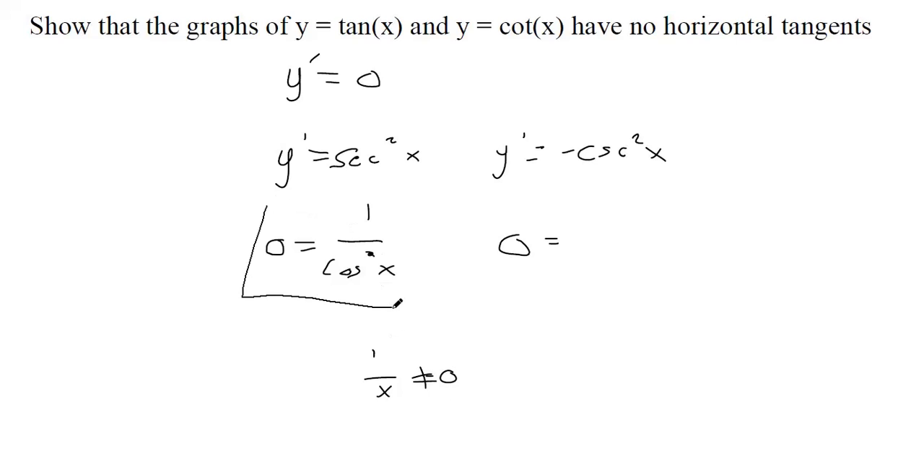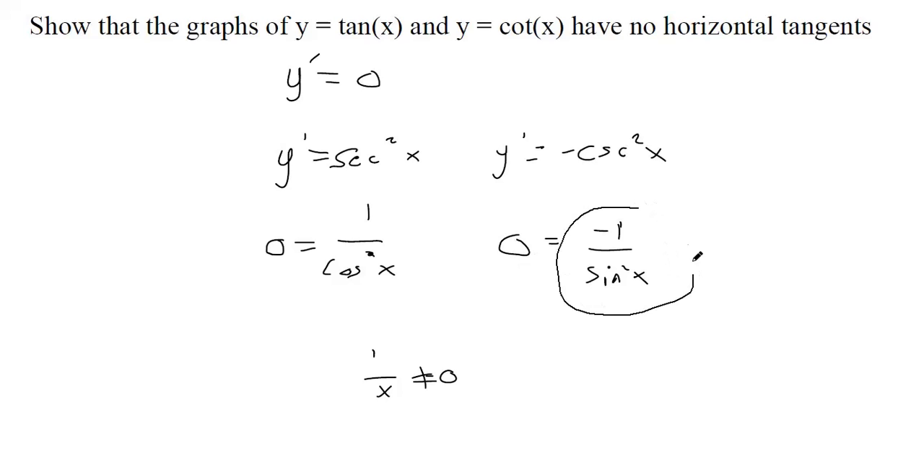So this shows that tangent of x has no horizontal tangents, because if you take the derivative and set the derivative equal to 0, there's no solution. We can use the same logic over here. So this is -1 over sine squared x. I took a derivative, I put 0 in for the derivative. There's no way to make this equal to 0. So that's how you can show that there's no horizontal tangents.